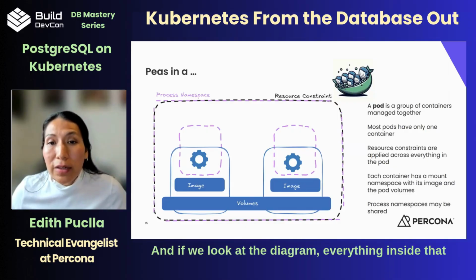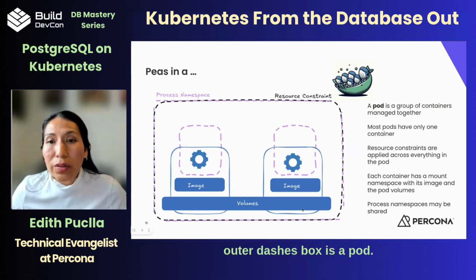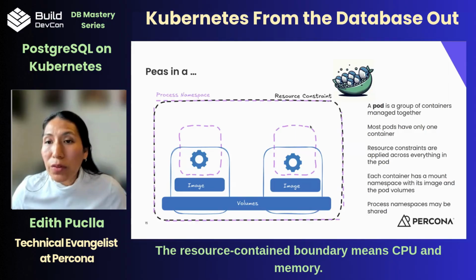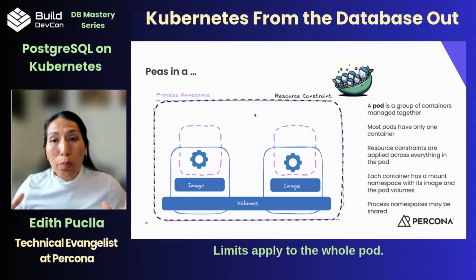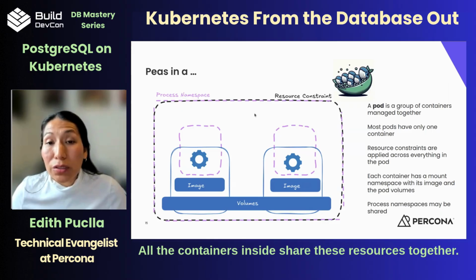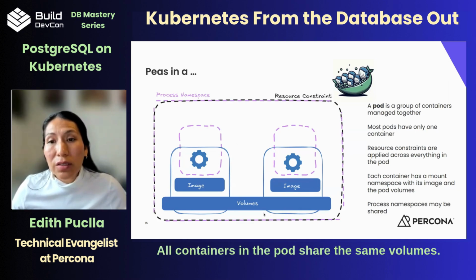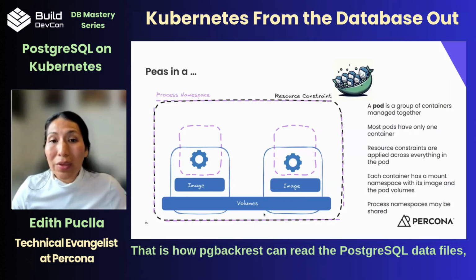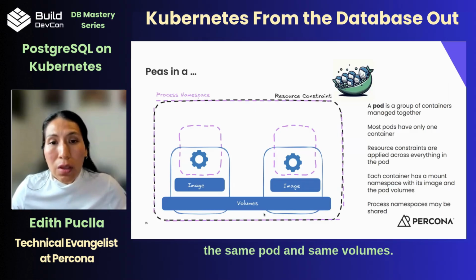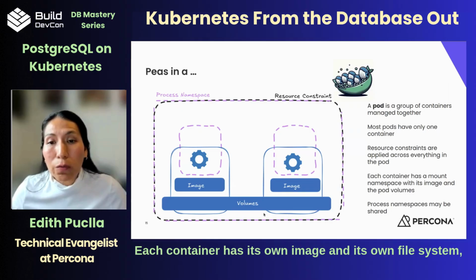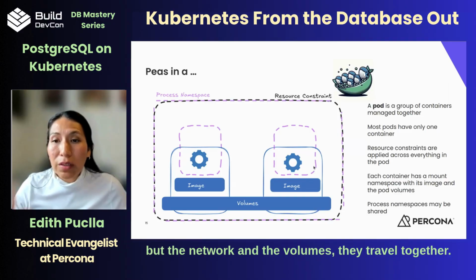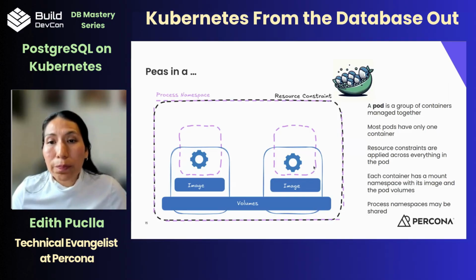If we look at the diagram, everything inside that outer dashed box is a pod. The resource constraint boundary means CPU and memory limits apply to the whole pod. All the containers inside share these resources together. And the volumes bar at the bottom is the important part for us. All containers in the pod share the same volumes. That is how pgBackRest can read the PostgreSQL data files, the same pod and same volumes. Each container has its own image and its own file system, but the network and the volumes travel together.